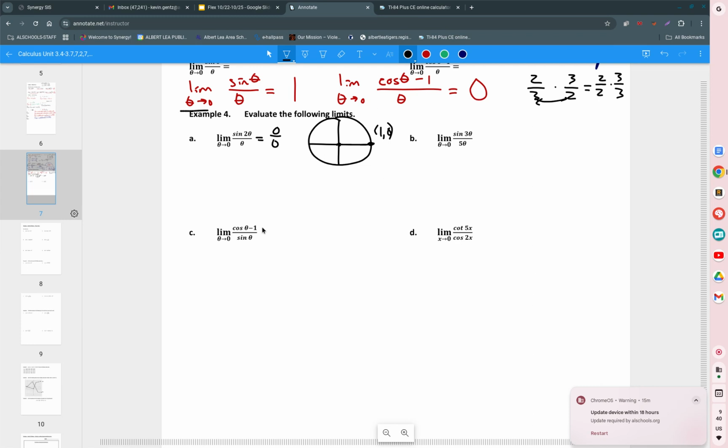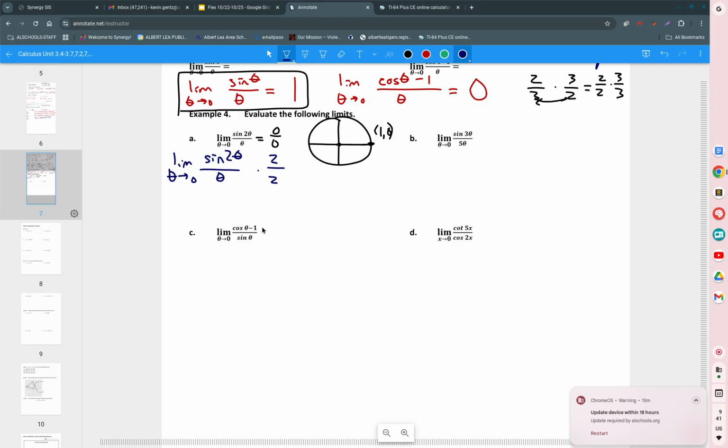Well, we're going to use this piece right up here. And notice that I have a 2 theta as my angle. So I want the same angle that I'm taking the sine of as I have in the bottom. And so what I'm going to do is a little trick here. I'm going to say the limit as theta goes to 0 of sine of 2 theta over theta. And I am going to multiply the top and bottom by 2. And the reason why I'm going to do that is because I want to create a 2 theta in the bottom.